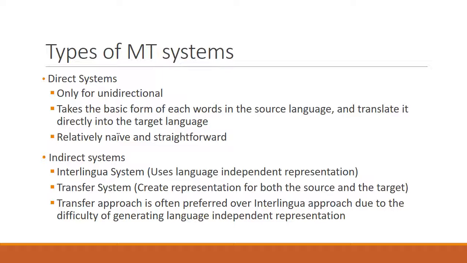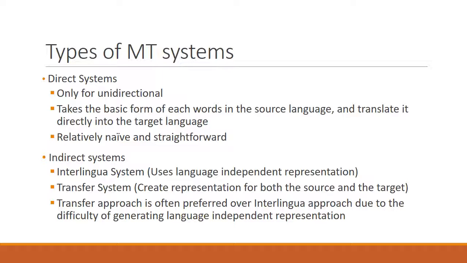Direct systems are often seen in early machine translation systems. This method is intended only for one pair of languages, and it only supports unidirectional translation. The system takes the basic form of each word in the source language and translates it directly into the target language by using a built-in dictionary without considering the syntax and the semantics.